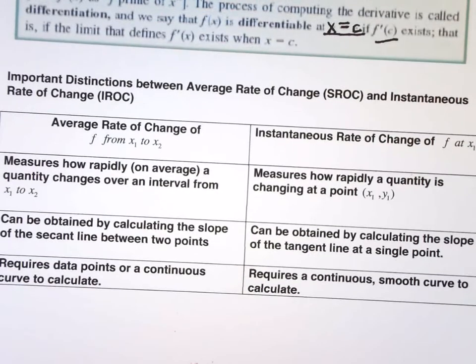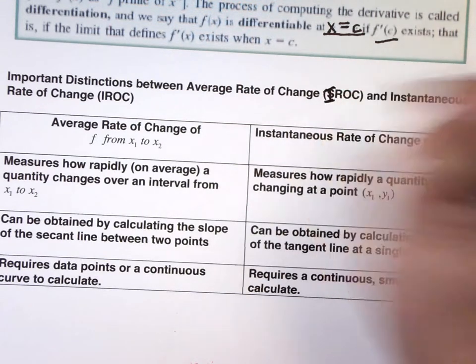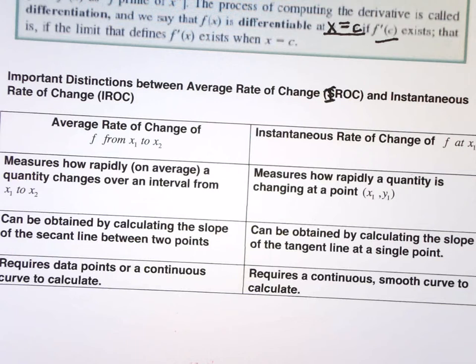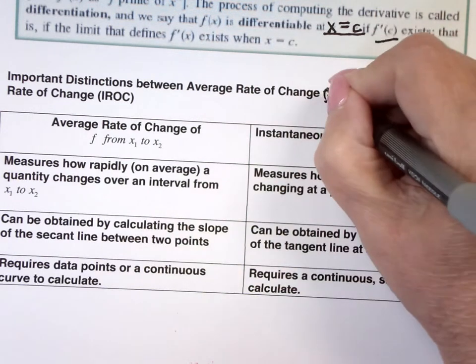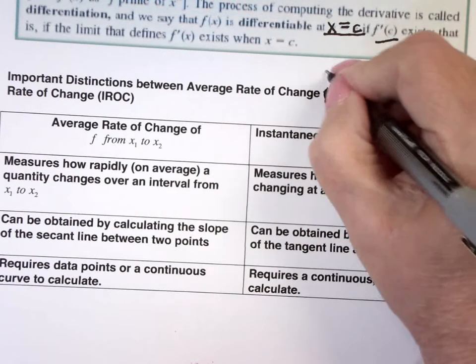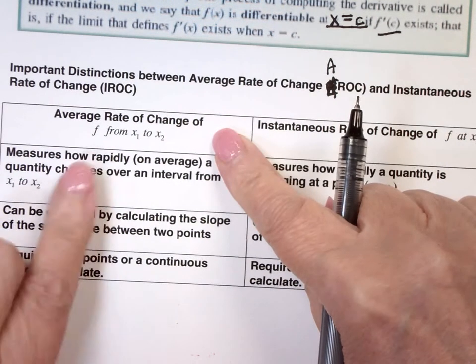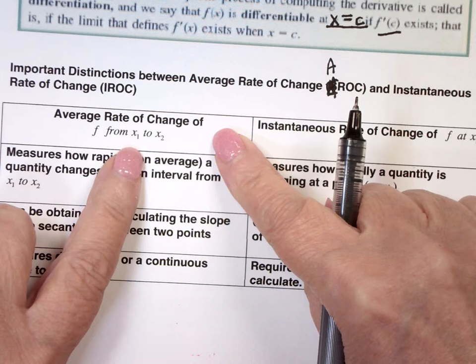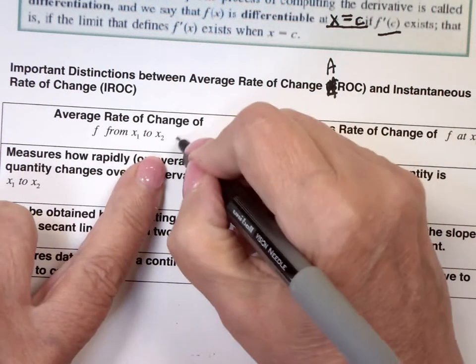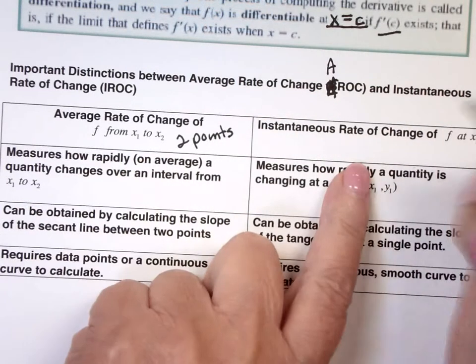Important distinctions between average rate of change and instantaneous rate of change. Oh no, that should be AROC, average rate of change. Sorry about that. So that should be an A. And instantaneous rate of change, IROC. Average rate of change is from x1 to x2. That means I have 2 points. Instantaneous rate of change is only at x1. That's 1 point.